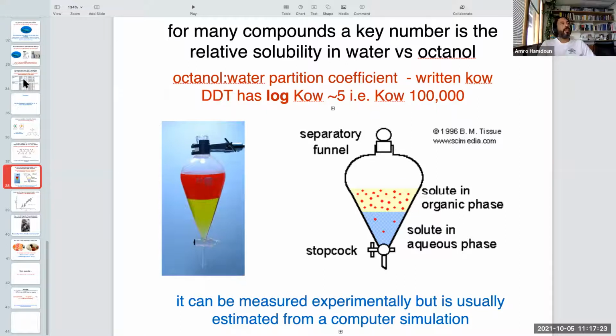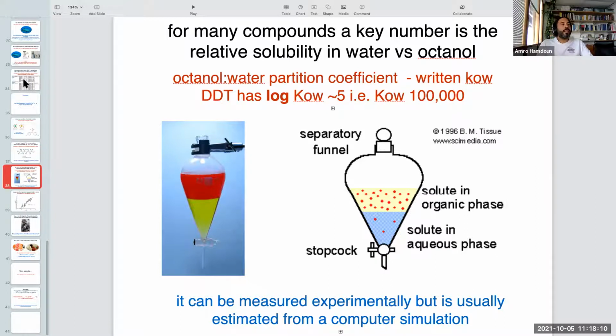It's written KOW. And DDT, for example, has a log KOW of about 5, or an absolute KOW of about 100,000. Imagine that the stuff on the top, the red stuff, is octanol, and the stuff on the bottom is water. You can take your toxin, in this case DDT, put it in this separatory funnel, and shake and mix it for a day or two, then let the organic phase and the aqueous phase separate, and measure experimentally how much of your DDT is in the water and how much is in the octanol. That's the octanol water partition coefficient.